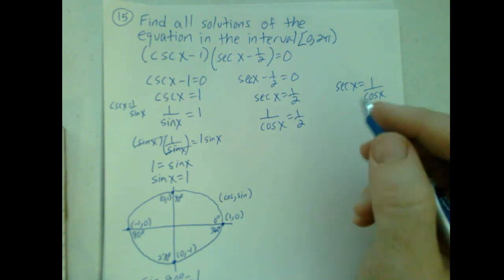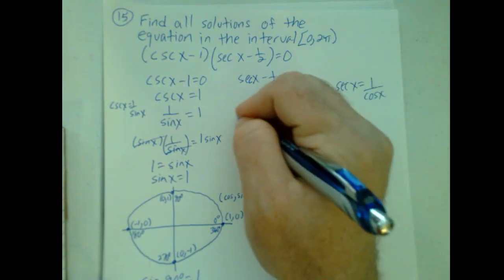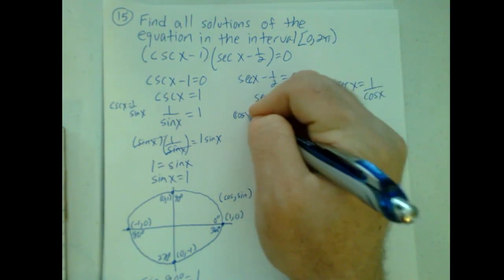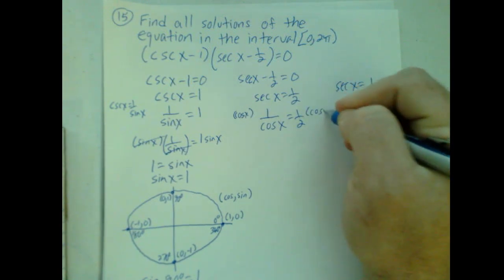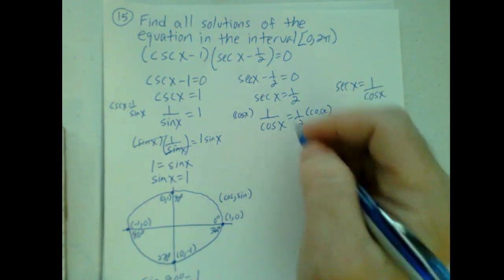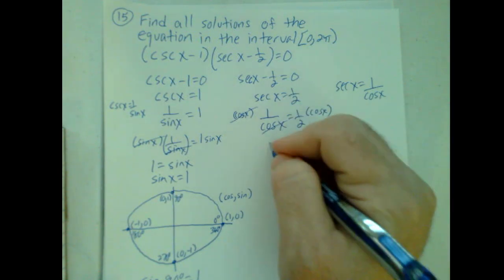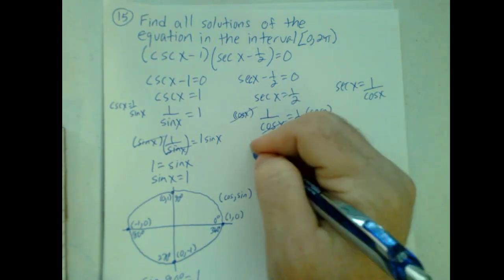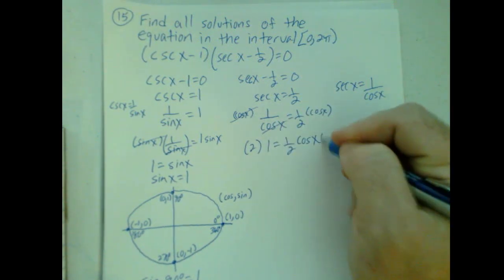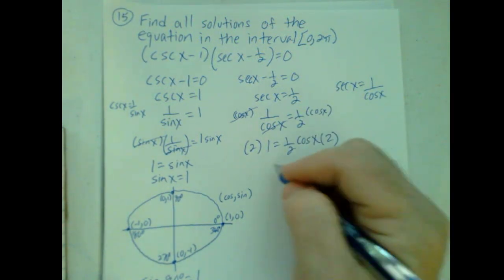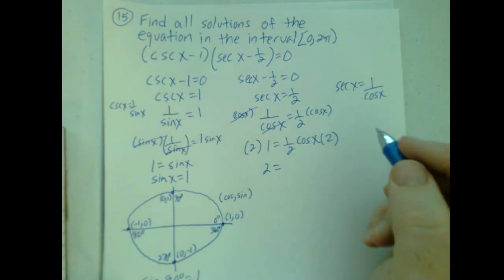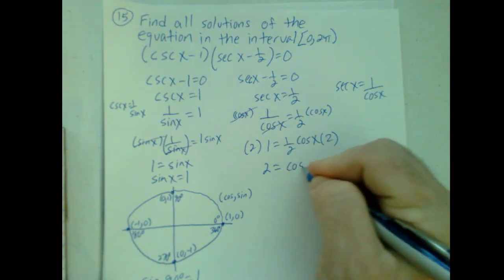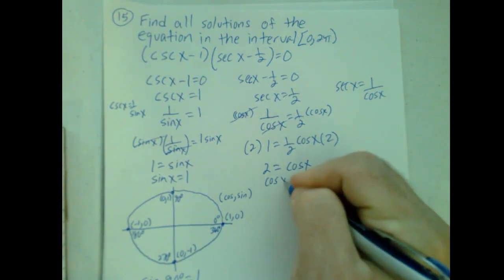If we multiply both sides by cosine x, that's going to give us 1 equals 1/2 cosine x. And then if we multiply both sides by 2, we get 2 equals cosine x, or cosine x equals 2.